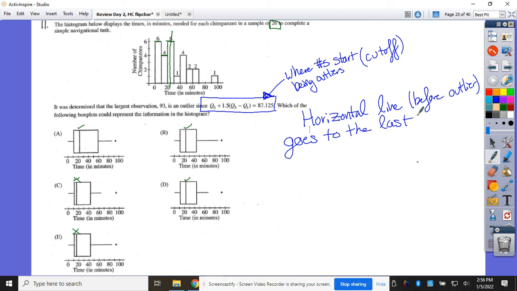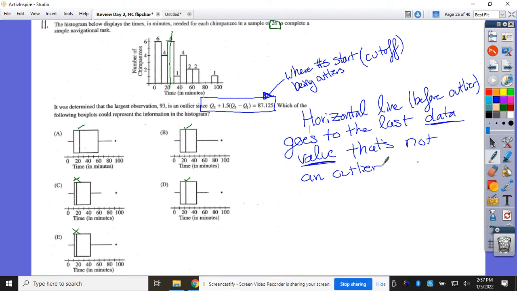Does it go to this number? It goes to the last actual data value. Below. That's below that. We're not an outlier, same thing. And that's why they gave you this information, to basically try to make people think that the line should go to there. So what is our last data value?